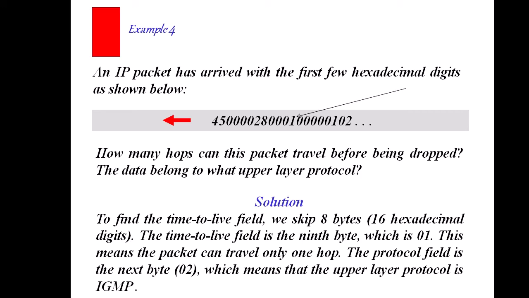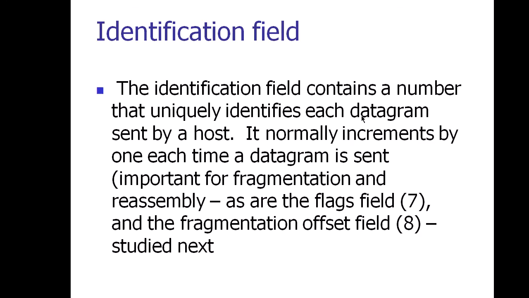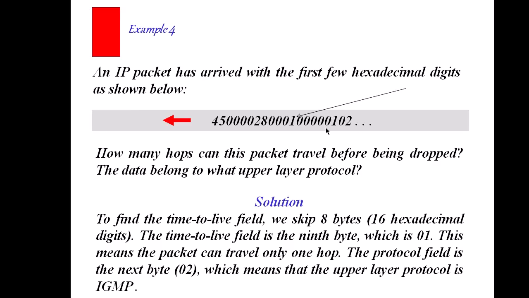Well, to find the time to live field, we skip 8 bytes, in other words 16 hexadecimal digits. And the time to live field is the 9th byte, which is 01. This means that the packet can only travel 1 hop. It's got a very restricted field of movement. And the protocol field is the next byte, which is 02. So maybe I've got this wrong, I haven't done my calculations properly. This is the time to live field, and this is the protocol field, which is 2, which if you go back to the table, represents a protocol of type IGMP.